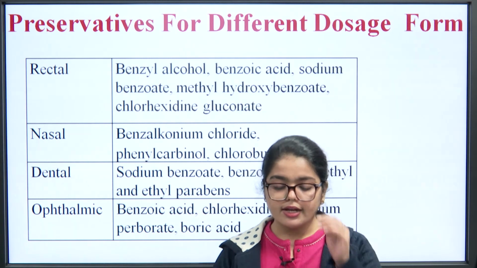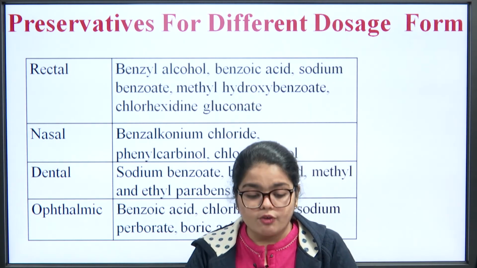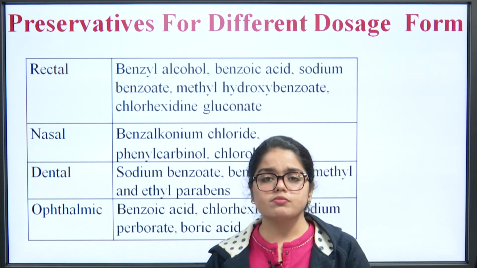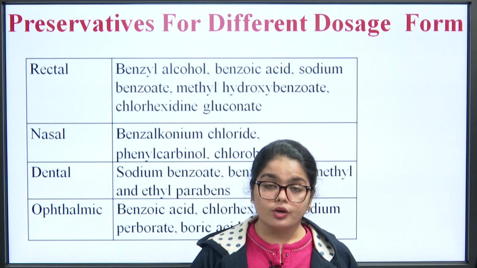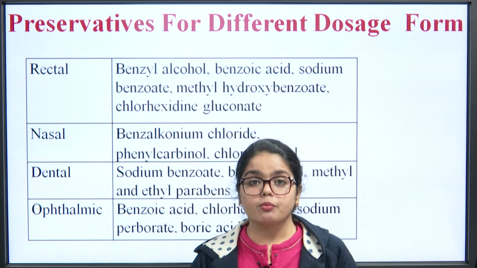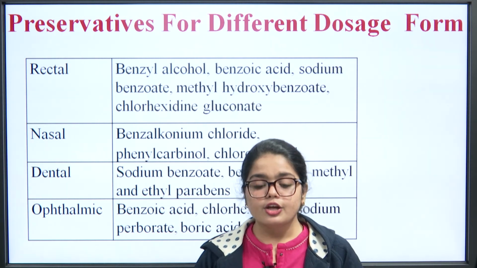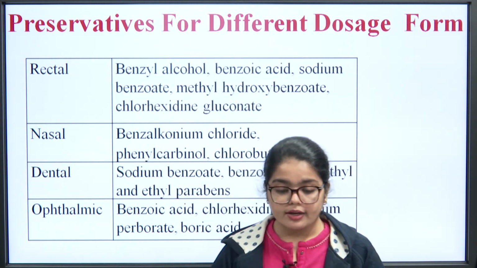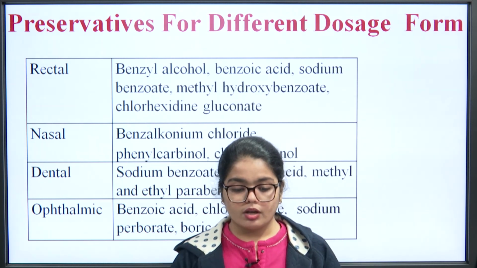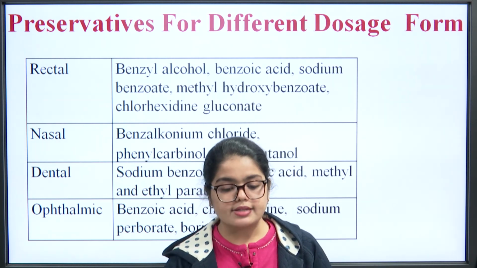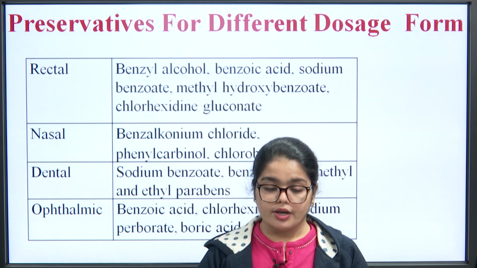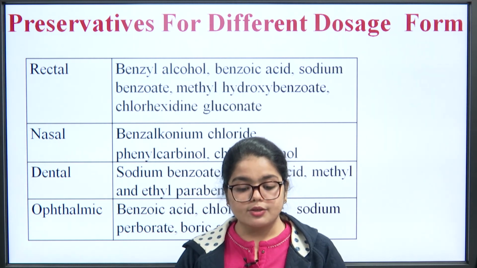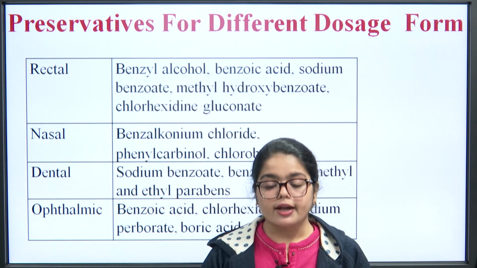Then coming to the next slide, the preservatives for different dosage forms. For different dosage forms, different types of preservatives are used, because the kind of flora, the kind of microbes inside our body at different places are different. So, we use preservatives according to that. For the rectal one, we use benzyl alcohol, benzoic acid, sodium benzoate, methyl hydroxybenzoate, chlorhexidine gluconate. For the nasal one, we use benzalkonium chloride, phenyl carbinol and chlorobutanol.